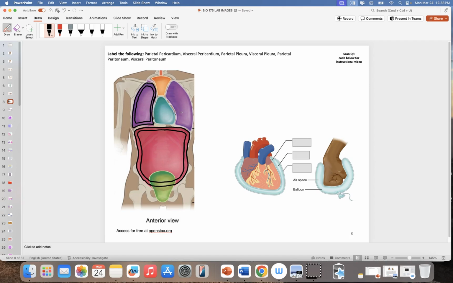And when we talk about our serous membranes, we have two layers. We are going to have a visceral layer, and that is going to cover the organ or cover the viscera. When we think of the term viscera, think of soft tissue, think of organs. That's going to be our visceral layer. And then the second layer is going to be parietal, and that is going to line the cavity.